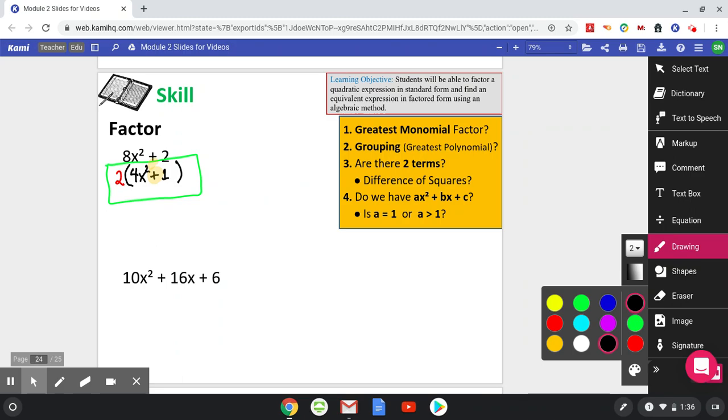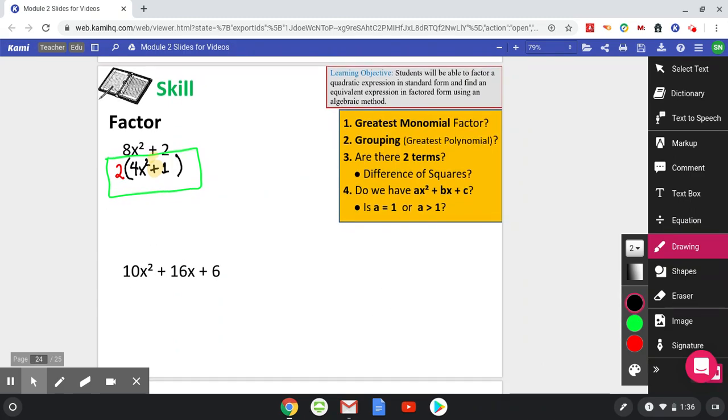In this video, you are not told which method to use. You have to determine which method or methods you would be using to solve the problem. So let's start with method number 1. And we have to ask ourselves, is there a greatest monomial factor?